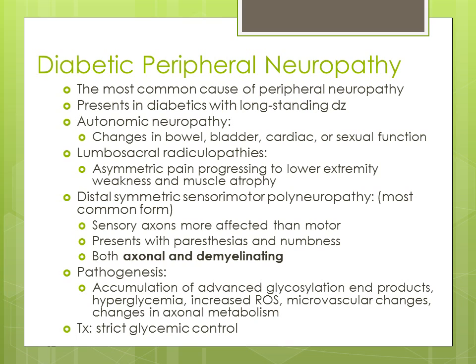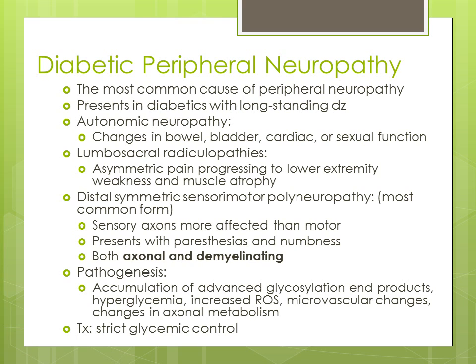Okay, the next condition that you guys will probably see very, very frequently is diabetic peripheral neuropathy. And this is the most common cause of peripheral neuropathies, and it presents in diabetics who have had the condition for a long time. And they can have a few different presentations, and they may have 1, 2, or all 3 of these types of presentations. So they can have an autonomic neuropathy, and this basically affects the autonomics, so the involuntary nervous system control. They'll have bladder changes, bowel changes, cardiac effects, so arrhythmias, and then sexual dysfunction.